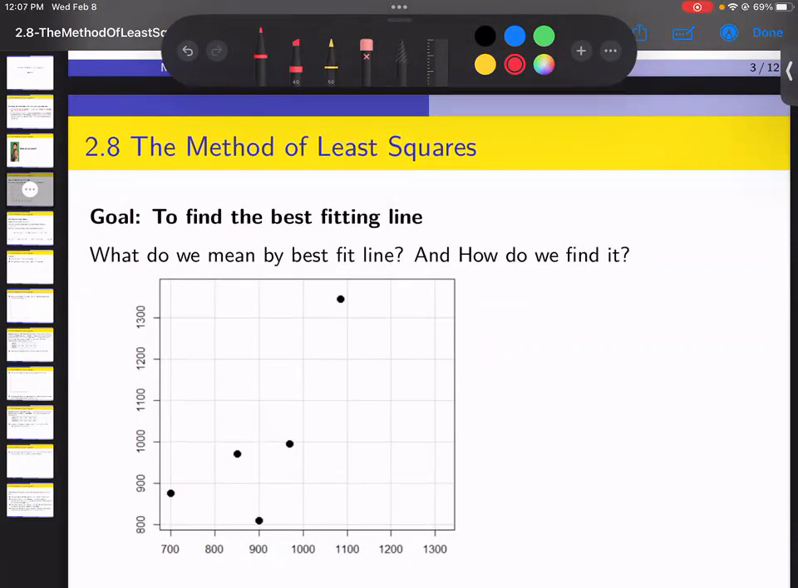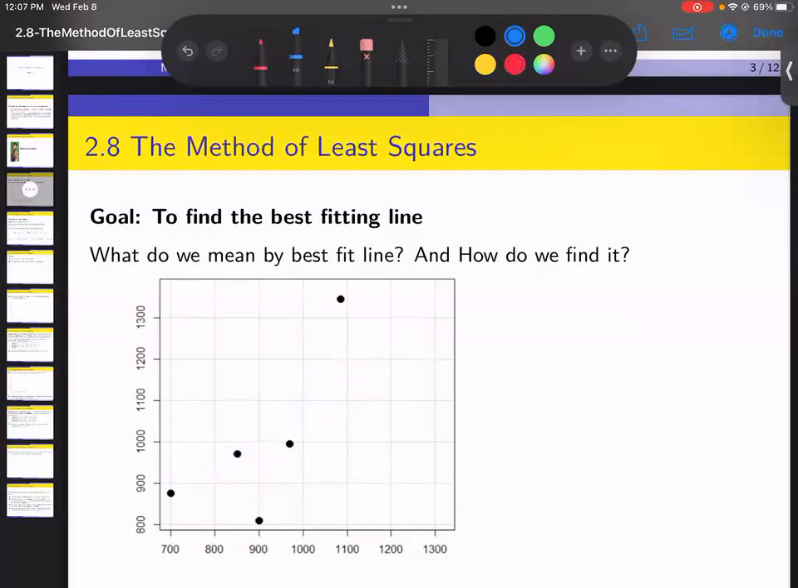Now, if I ask you to draw a line that is simultaneously closest to all the points at the same time, how would you draw that? Student one probably draws like that, while another student maybe like that. Another student maybe in between. So which one is the best one to represent all those points?